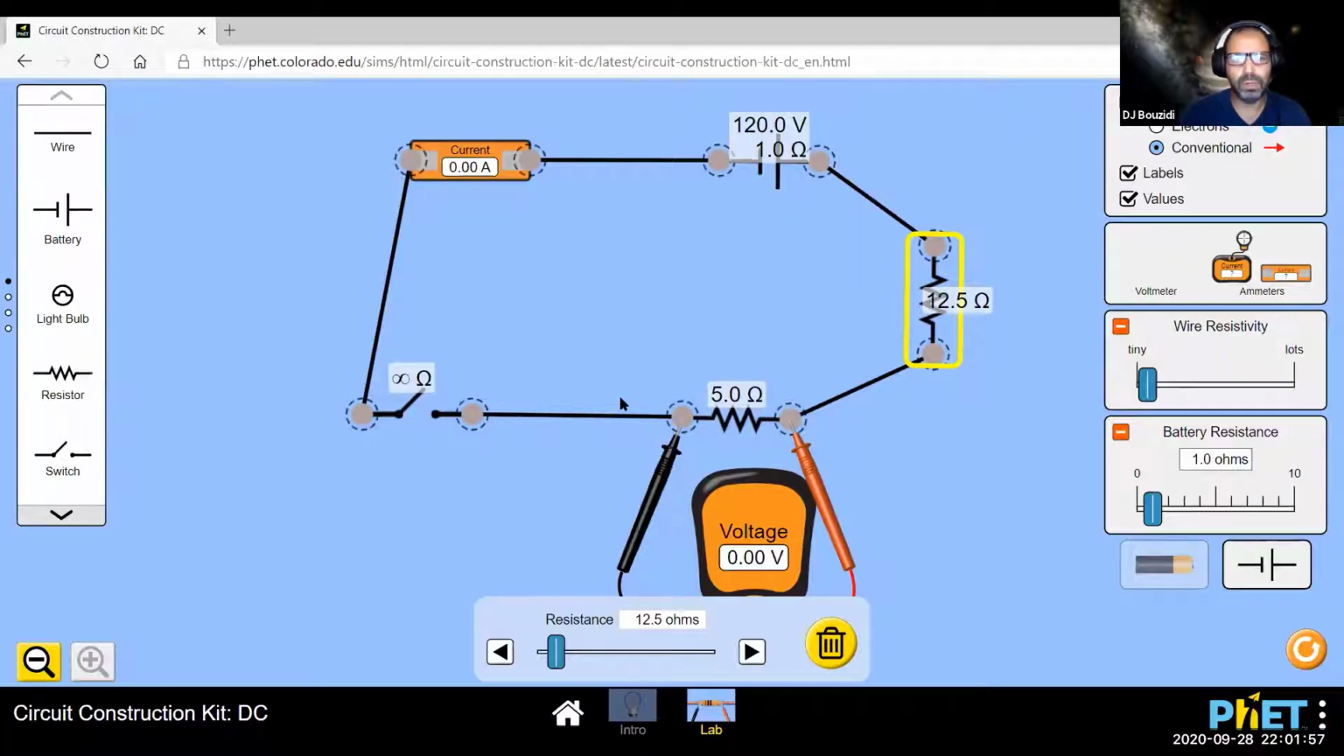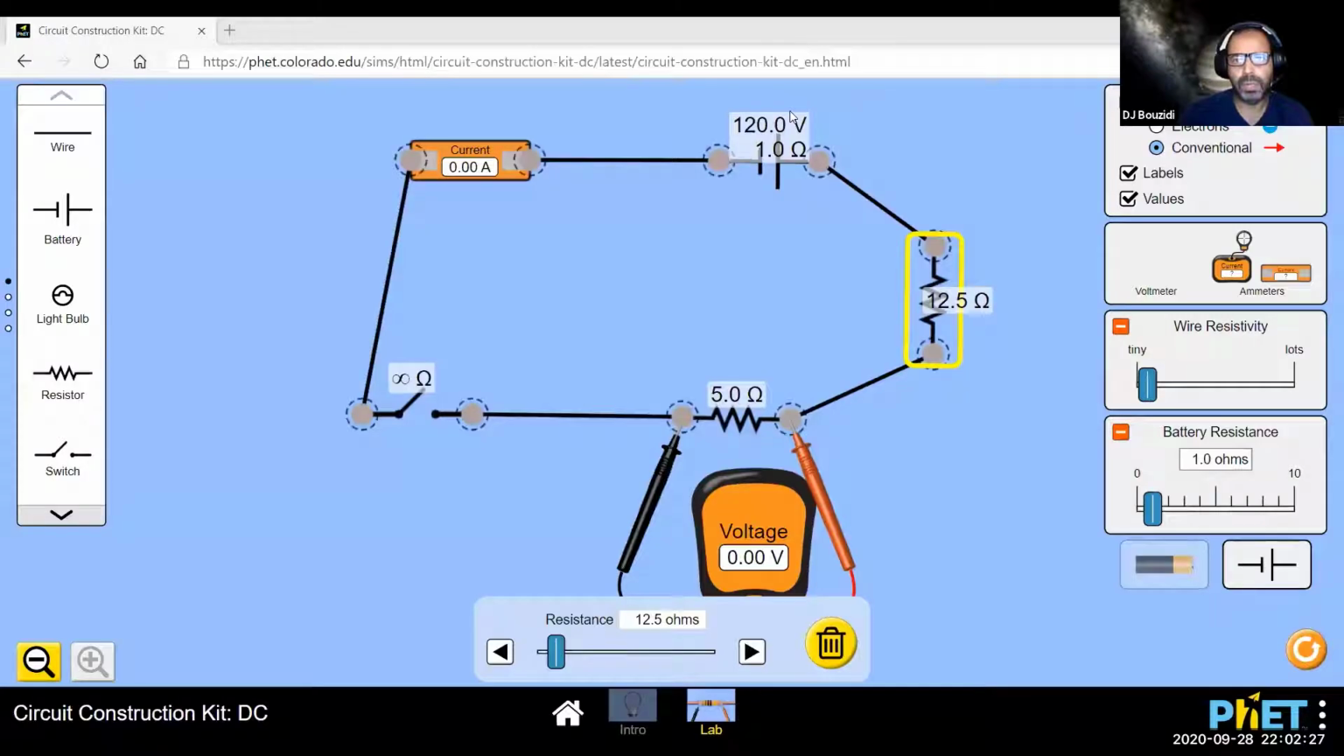Are you still looking at the picture of this circuit online? And you should have yours open too. Yes or no? I need feedback from you guys. It is very hard to teach class with no feedback. Are you looking at the circuit or not? Yes or no?